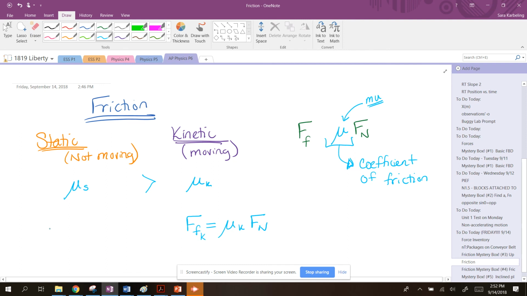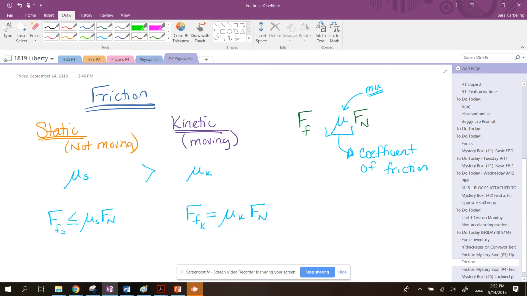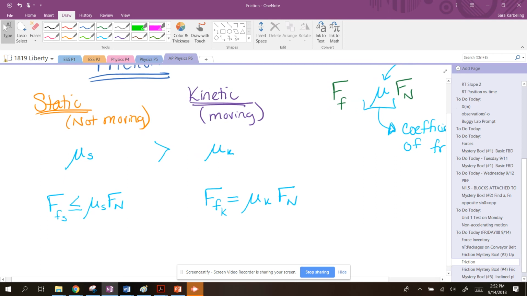Static is a little bit different. The force of static friction is less than or equal to, what? Let me write it down, then we'll talk about why. Mu sub s times F_n. Less than or equal to, that's not how we normally write a formula, right? That's strange. But we can understand it if we think about a box on a surface.